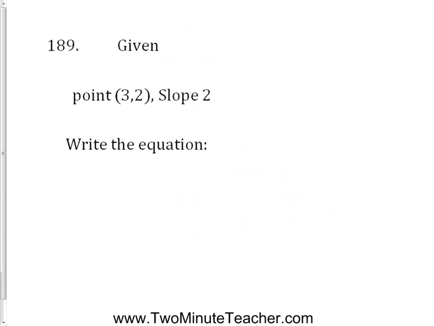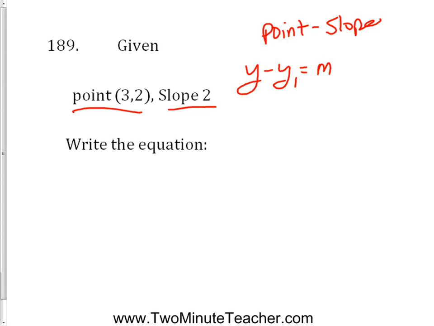Okay? Given point 3, 2 and slope 2, write the equation. Well, they've given me a point. They've given me a slope. It'd be really handy if I knew something called point slope. Here is the formula for point slope. Point slope is where you go y minus y sub 1 equals m times x minus x sub 1.